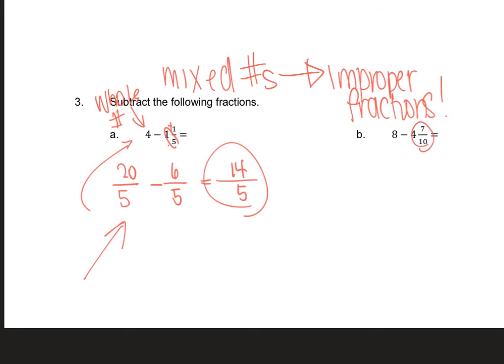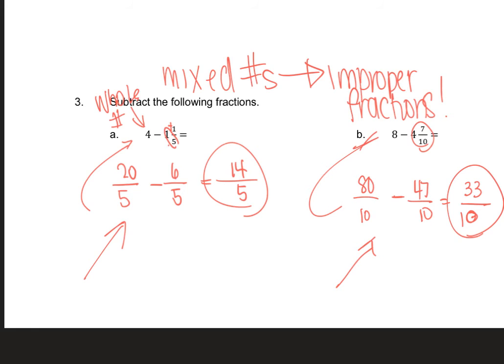Very similar to letter B, I'm going to work with my second number first. So 4 times 10 is 40, plus 7 is 47 over 10. And then again, I want that 10, and I'm working back towards 8. What divided by 10 gives me 8? And that is 80. 80 divided by 10 gives me 8. So now I have the like denominators. 80 minus 47 gives me 33 over 10. And I'm all done.